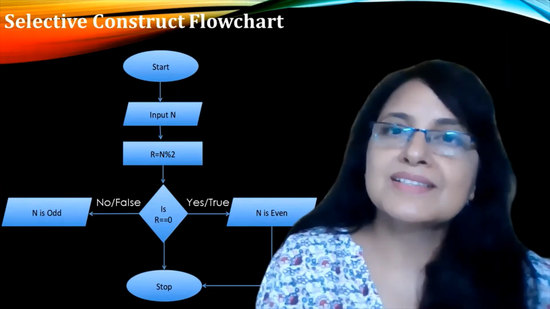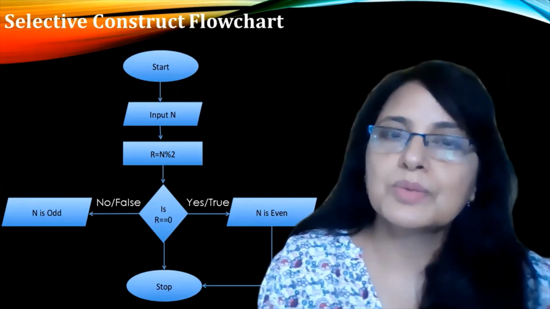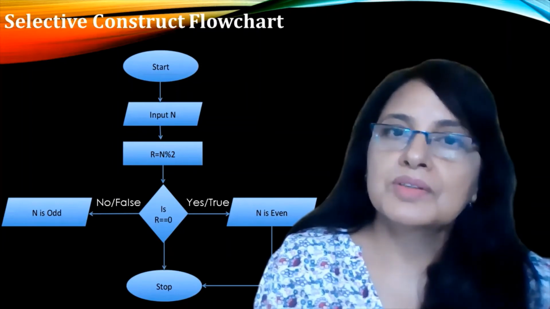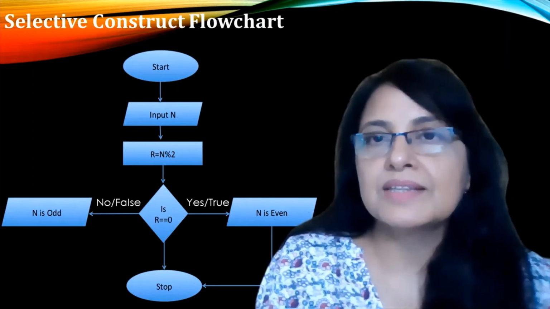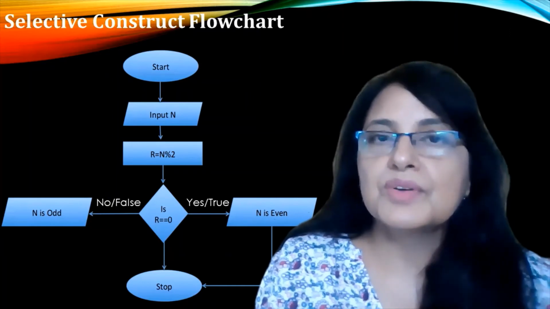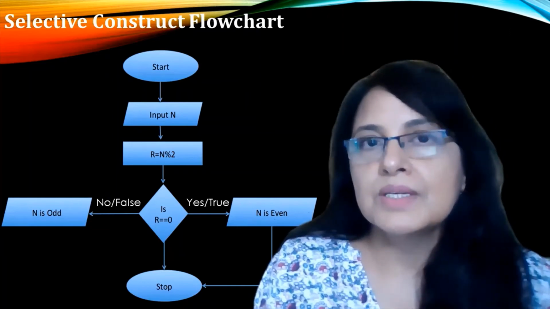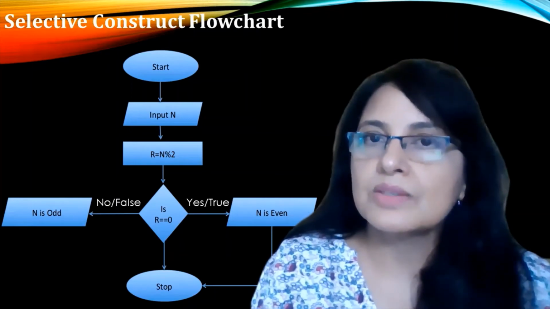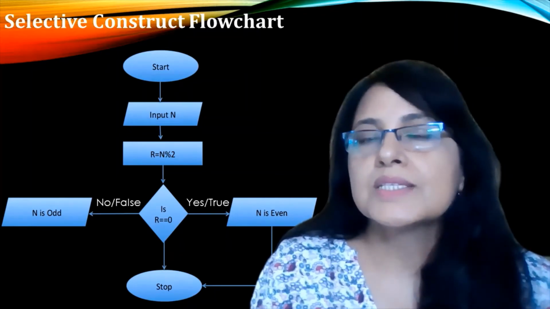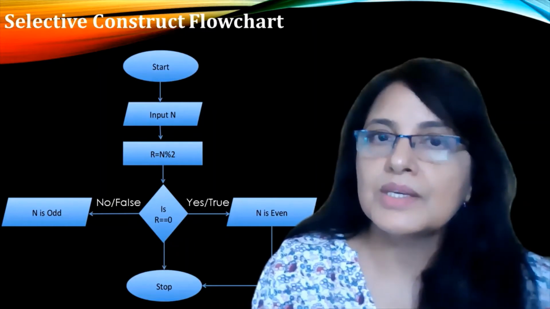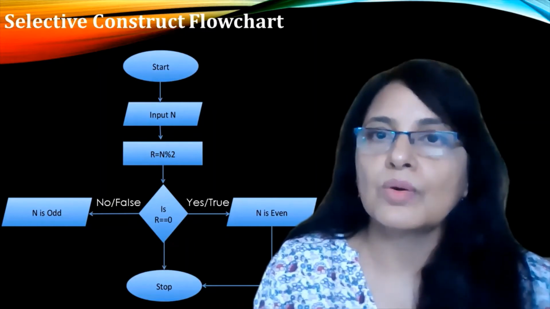Let us look at an example of selective construct, where we take an input from the user and we check the remainder after dividing the number by 2. If the remainder is 0, the number is even. If it is not, it is odd. So we use selection here. So if it is true, n is even. If it is false, n is odd.